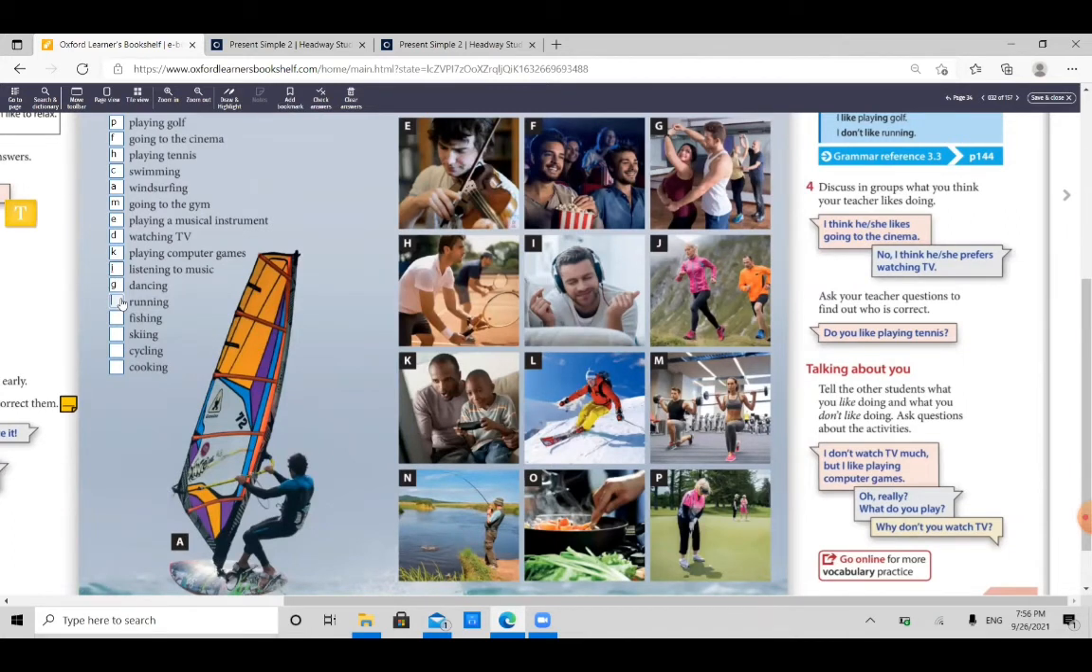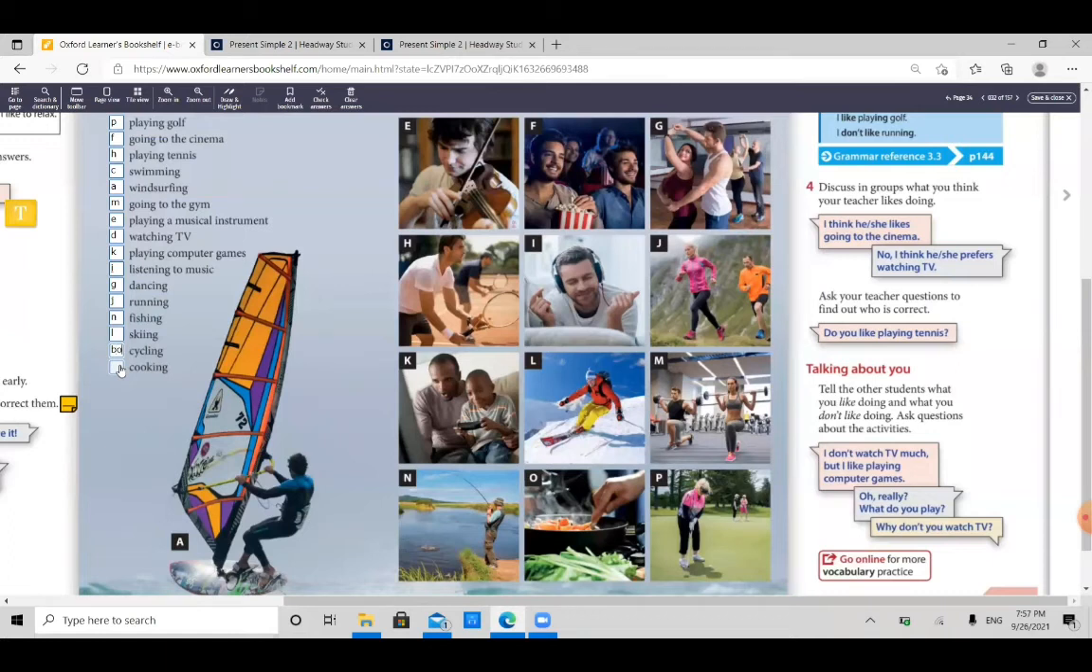Yes, yeah, Abdulrahman. Fishing, N. It is N. Okay, Rawan. Skiing, L. Yes. Shuruk. Cycling, B. So cycling is B. And the last one, Rayan.